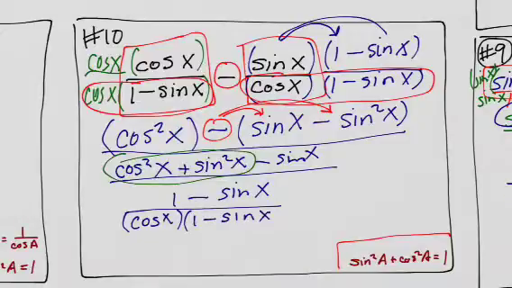sine x. And now, wouldn't you know it, we can see that we have a 1 minus sine x in the numerator and 1 minus sine x as a factor in the denominator. We can cancel those out, and we're left with 1 on top, cosine x on the bottom, and that is the, let's see, that's the secant, right?